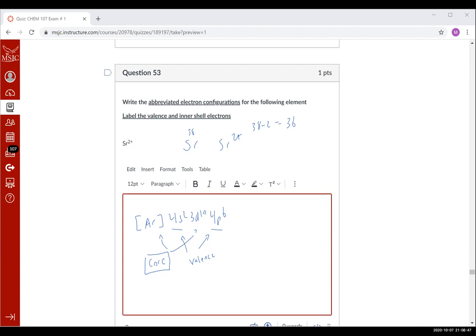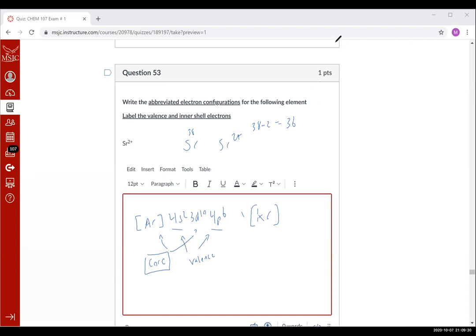Professor, so why don't we put krypton? The reason for that is that if you write it as krypton, this would also be accepted, but it's more correct to write the electron configuration using the preceding noble gas with a full shell, the one before krypton. So if I put krypton, does it have any valence electrons? It does. The 4s and 4p would be considered valence. And that's why I wrote it out like this. Okay, got it. Perfect.